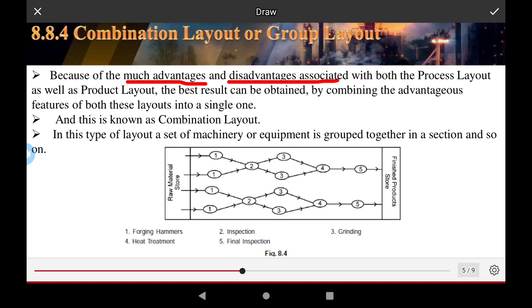In this type of layout, a set of machinery and equipment is grouped together in a section. In this operation, the raw material is sorted. The first operation is forming and hammering, where large raw components are converted into small pieces of raw material by forming and hammering.